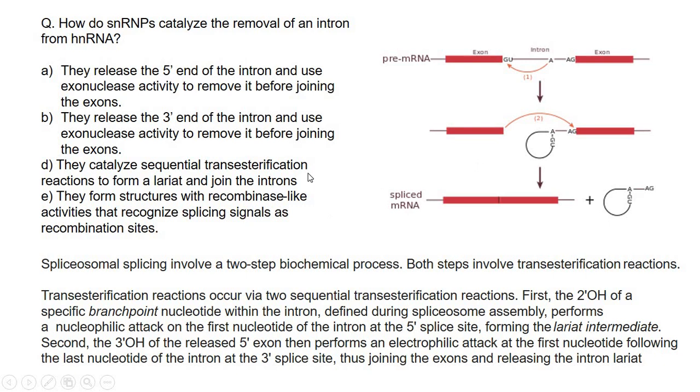They catalyze sequential transesterification reactions to form a lariat and join the exons. This is actually the correct answer, because this is a sequential transesterification reaction: this A here at the branch site will make a cut here at the 5' end of the intron, and then the 3' end of the exon will eventually make a cut at the 3' end of the intron, joining it to the 5' end of the second exon. The last option, they form a structure with recombinase-like activities that recognize splicing signals as recombination sites, is incorrect.